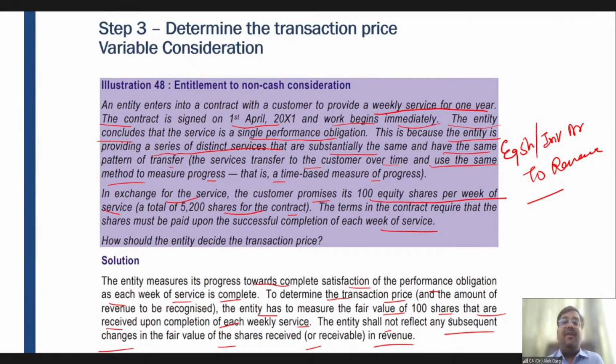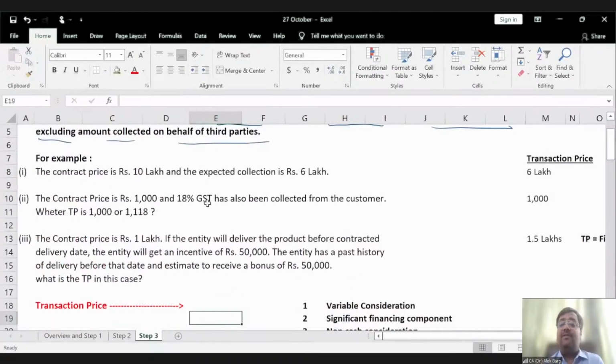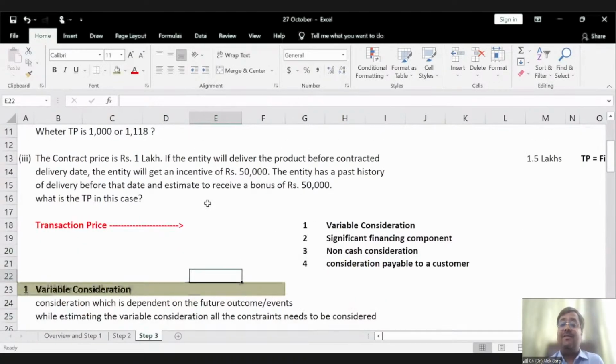So friends, we have discussed 3 examples, one of GST, and we have discussed the expected collection of that 10 lakh rupees versus 6 lakh rupees, right? So we have discussed all these aspects. Then we have discussed that transaction price could be a fixed consideration as well as variable consideration, right? So an example of variable consideration could be, for example, the entity is getting some incentive, some bonus, the penalties, right?